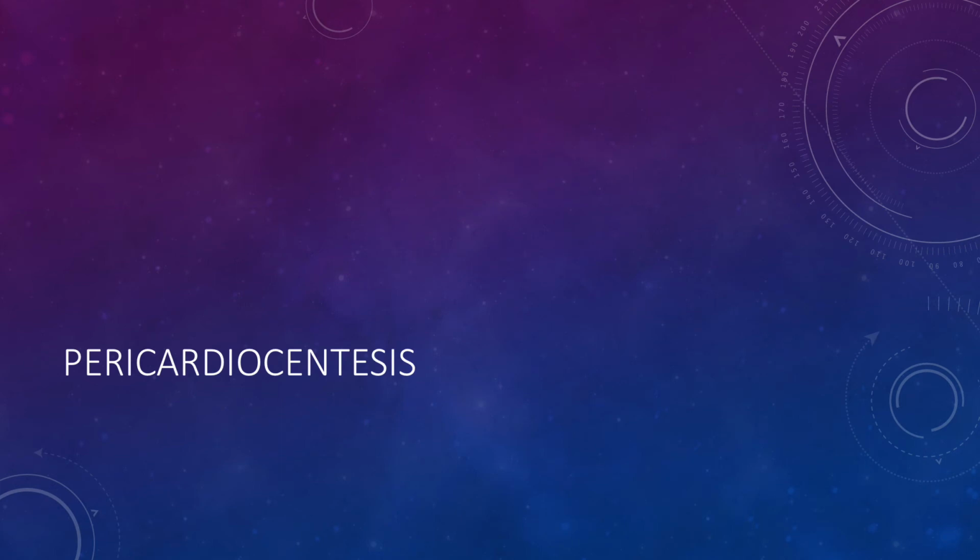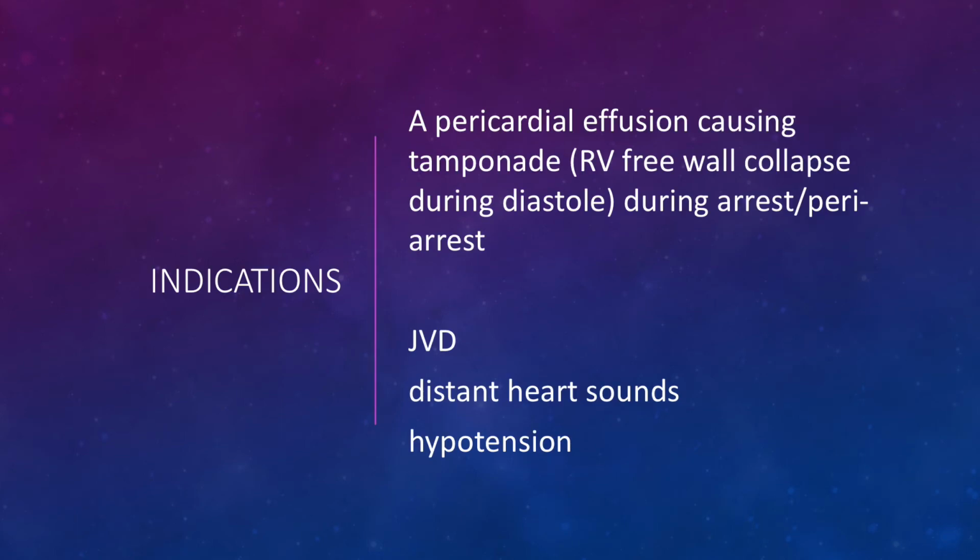Next procedure we're going to review is pericardiocentesis. The indications for this procedure are a pericardial effusion causing tamponade, as evidenced by right free wall collapse during diastole, and this usually in our setting occurs during arrest or peri-arrest. The clinical signs are JVD, distant heart sounds, and hypotension.